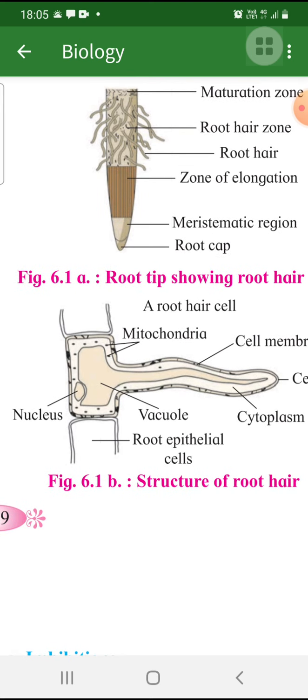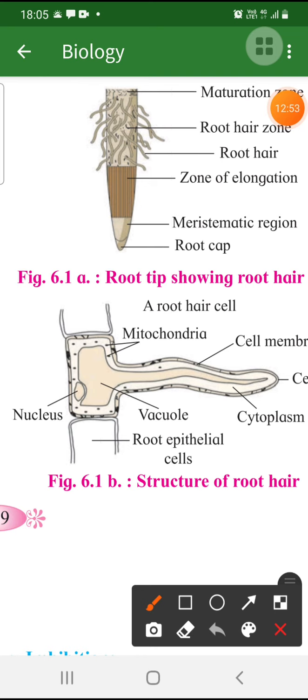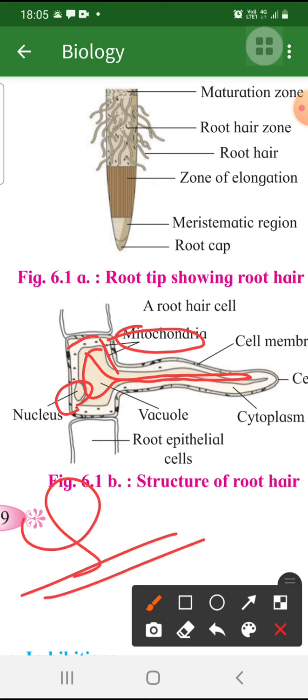ड्रॉ द स्ट्रक्चर ऑफ रूट हेयर. So you should be drawing, you should be able to show cytoplasm दिखाना, then cell membrane show करना चाहिए, then nucleus on the extreme side and vacuole is extended, cytoplasm is there, mitochondria as a organelle is present. So next question is draw the structure of root hair. Very important question.